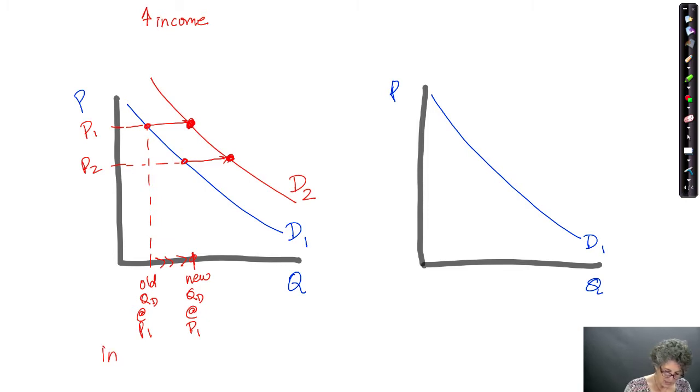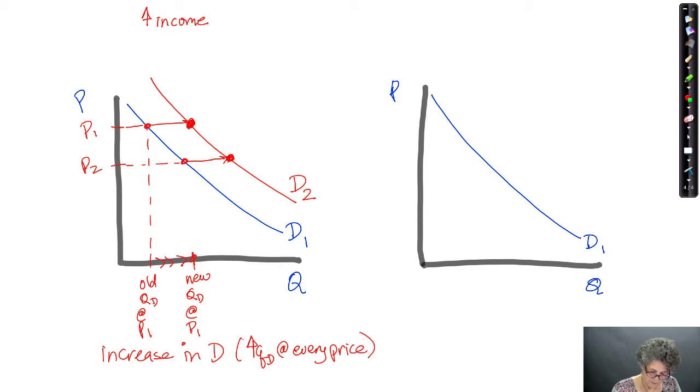So we say this is an increase, we refer to this as an increase in demand, and we call it an increase in demand because there's an increase in the quantity demanded at every possible price. So if there's an increase in income, which is one of our demand shifters, it shifts the demand curve to the right. Similarly, a decrease in income has the opposite effect.